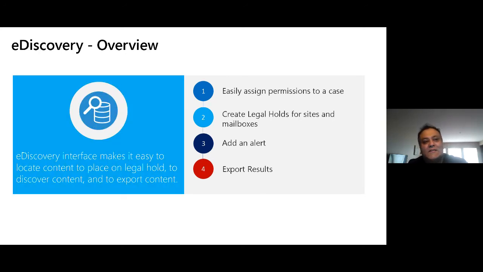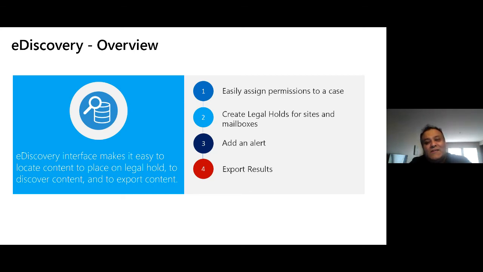Last but not least is the eDiscovery module. This is an excellent module that comes as part of Office 365. It can allow you to create legal holds for everything in the entire tenant, for sites, mailboxes, Teams. I don't know if it's there for Teams or not, but I was told it is. I haven't tested it for that, but I've been told it is. So it is there, I assume. I'll have to double check with the product group on that.